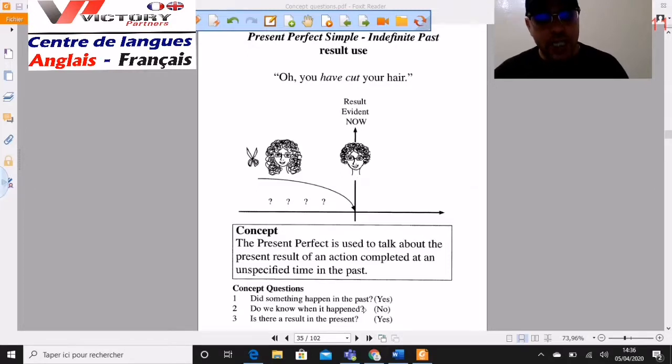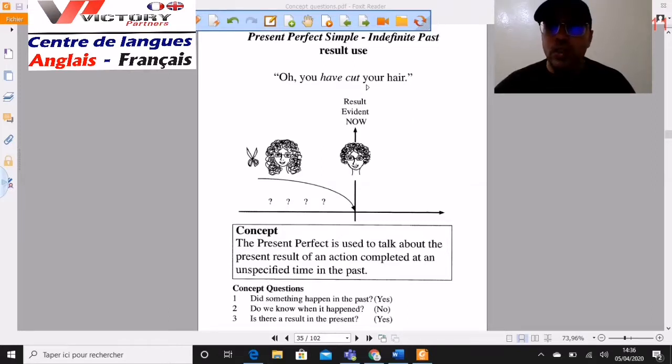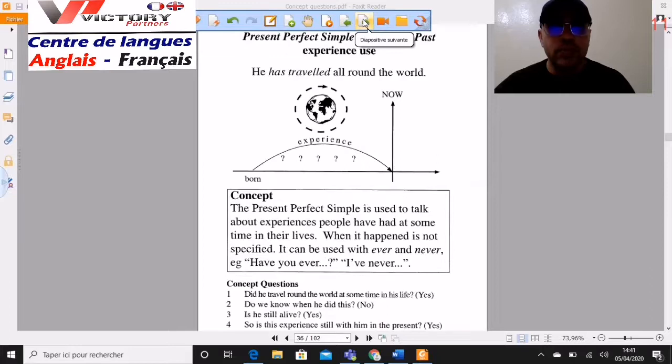Did something happen in the past? Yes. Do we know when it happened? No. So the time is not given. Sometime in the past. Is there a result in the present? Yes. In the past, your hair was long, but now it is short. So we use the present perfect to talk about the present result of an action completed at an unspecified time in the past. Here we have a result in the present of an action in the past.